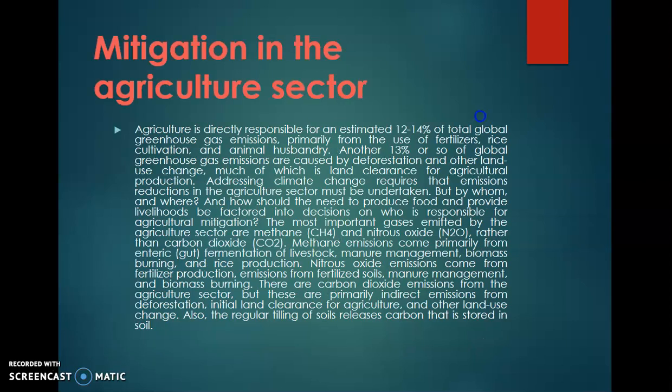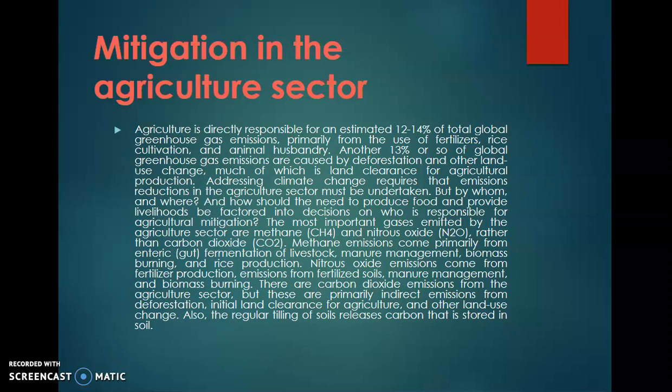Mitigation in the agriculture sector. This is the new topic, and we will discuss mitigation in the agriculture sector. So, agriculture is directly responsible for an estimated 12 to 14% of total global greenhouse gas emissions, primarily from the use of fertilizers, rice cultivation, and animal husbandry.